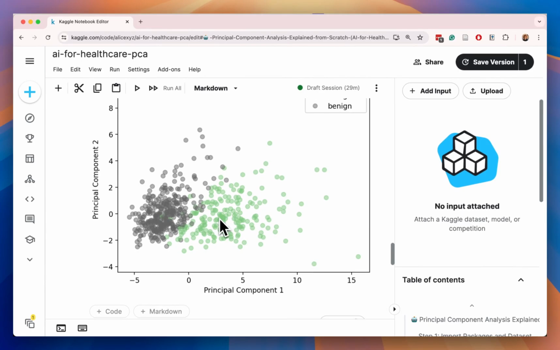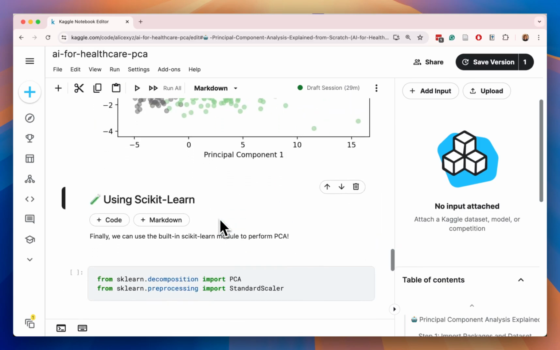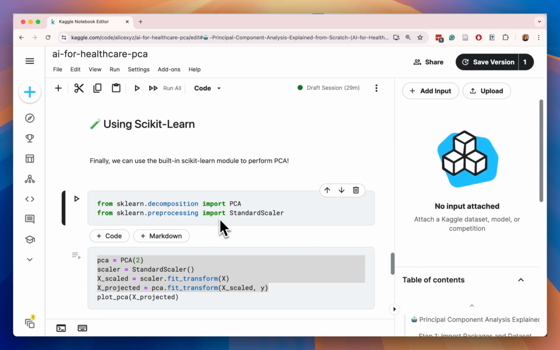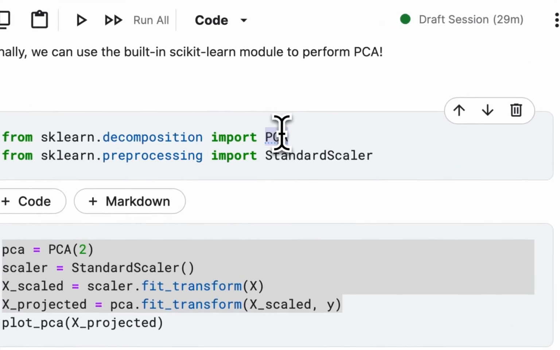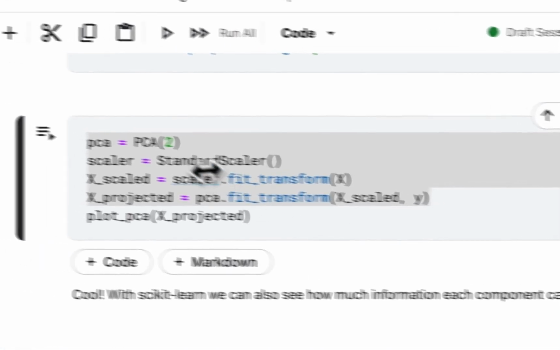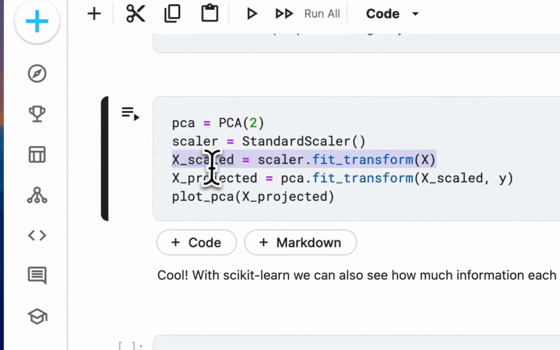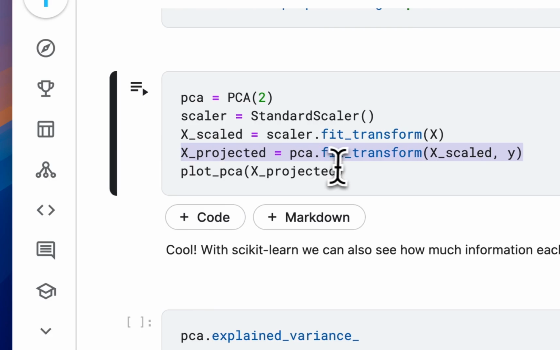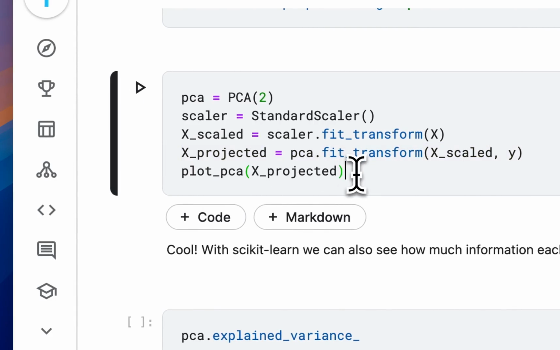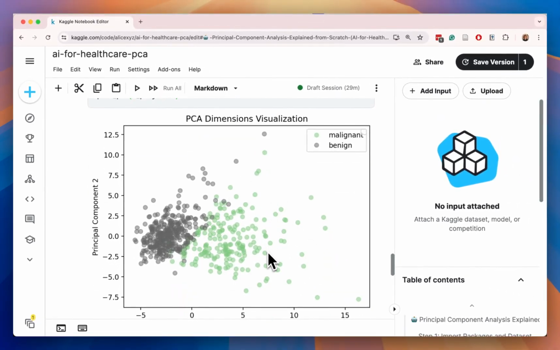Now, if we don't want to repeat the steps and always have to do all of those steps every time we want to use PCA, we can also use scikit-learn. So here we can import PCA and StandardScaler to do this standardization. So again, I'll just compute a new PCA instance, but this time using the scikit-learn PCA. And then I'm going to scale my X, and then I'm going to project my X onto this. And if we do plot PCA, again, we can get a similar result.